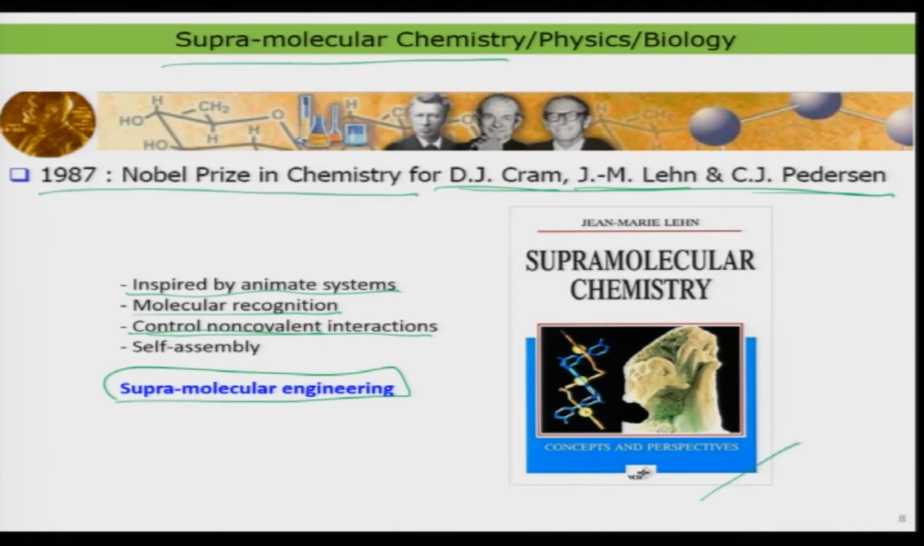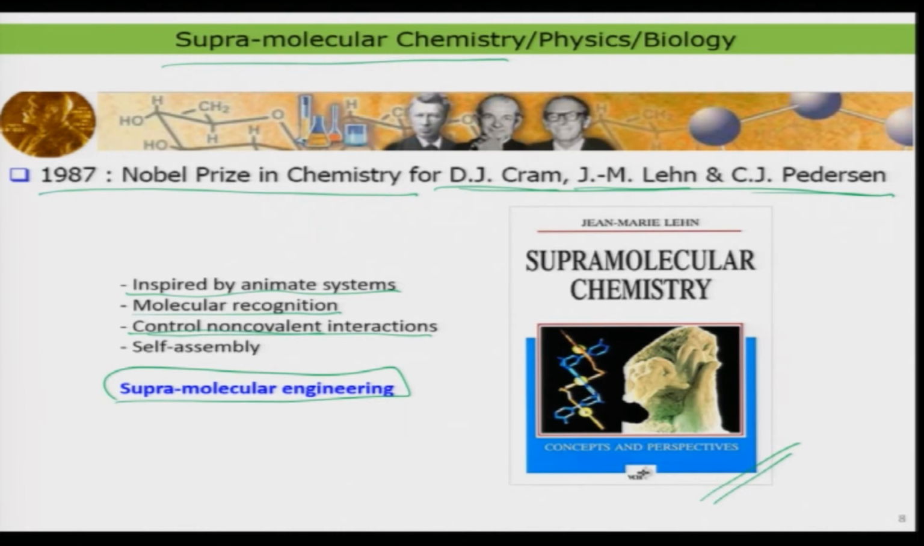One can have a look at this book, written by one of the Nobel laureates himself, Jean-Marie Lehn, about supramolecular chemistry, which is something beyond chemistry. In a normal chemistry lab, what you do is take two atoms, put them together and form a molecule. But now we take two molecules and try to build structures out of molecules.